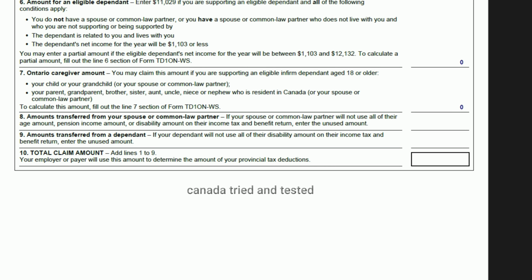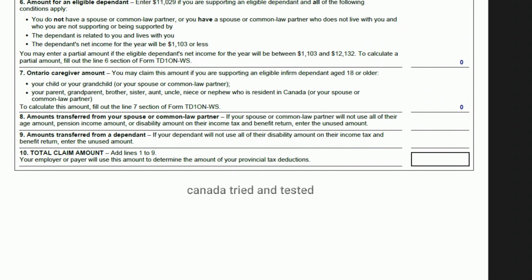So think of it like this. Imagine your spouse or child gets a $10 coupon, but they can't use it. They can give it to you so it doesn't go to waste. That's exactly what happens with tax credit. Let me show you how it works. Once you understand line 9, which is for spouse, I'm sure you will be able to do it for dependent similarly.